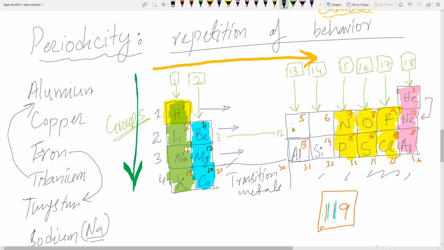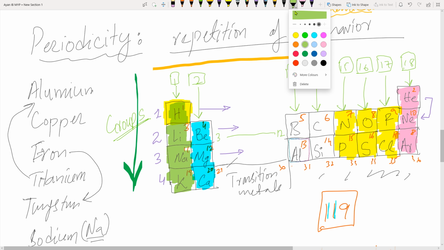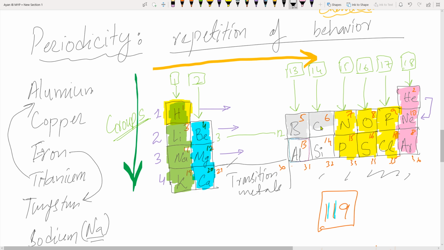Okay, now this is going to be boron and carbon. I'm going to give them another color, just to signify that they're something different from all of these. So I'm going to take light gray and fill that up. These are called metalloids, actually.